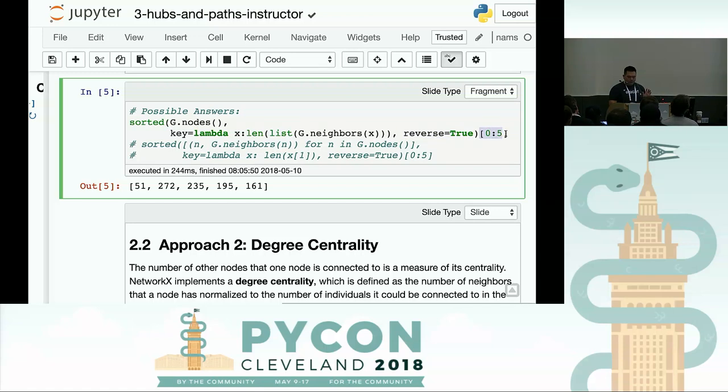So then finally, if you look at the instructor notebook, you'll notice I always just select the first five. It's because I don't want the notebook to explode with a long list of stuff, and so therefore we're just selecting the first five elements inside that list.